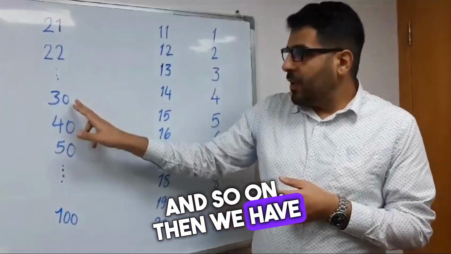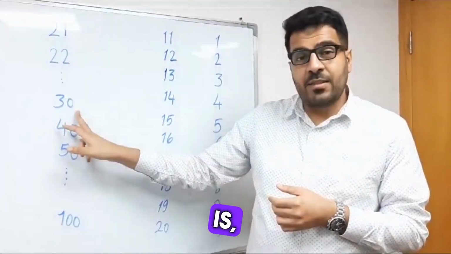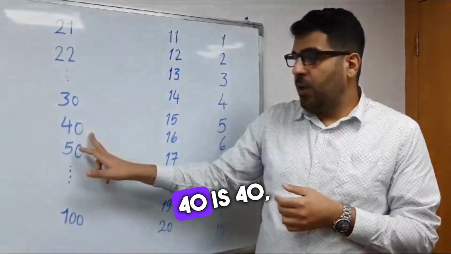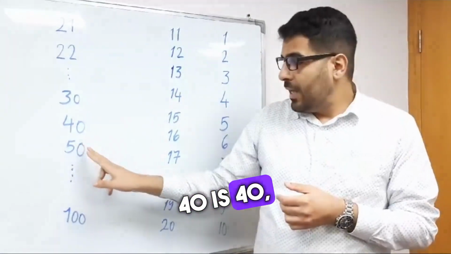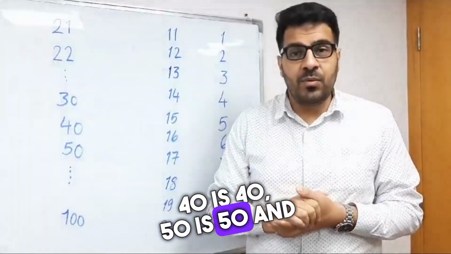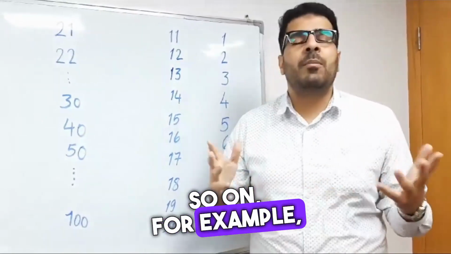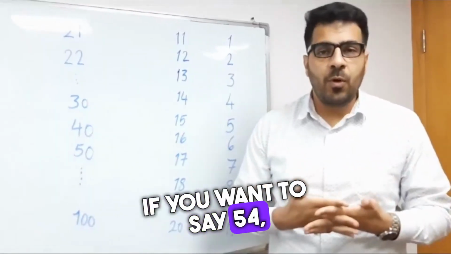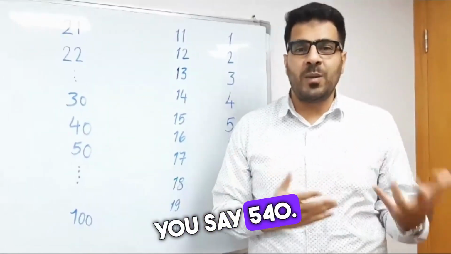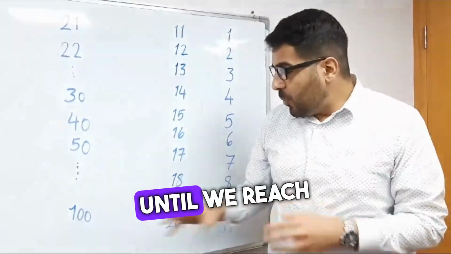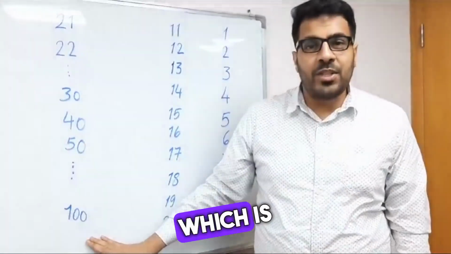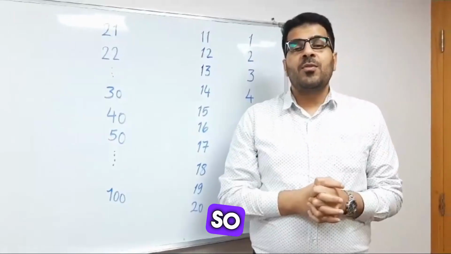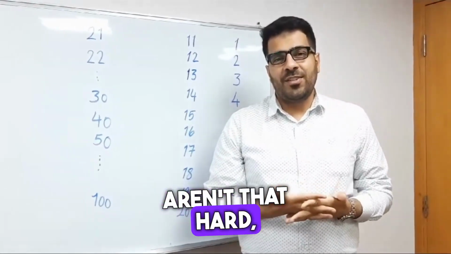Then we have 30 in Arabic, which is ثلاثون, 40 is أربعون, 50 is خمسون, and so on. For example, if you want to say 54, you say أربعة وخمسون. Until we reach 100, which is مئة. So numbers in Arabic aren't that hard.